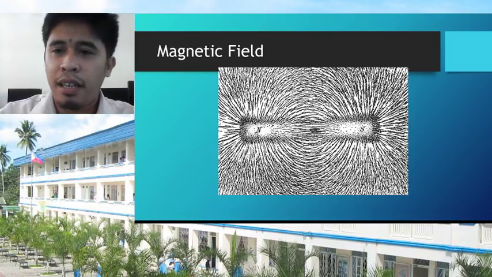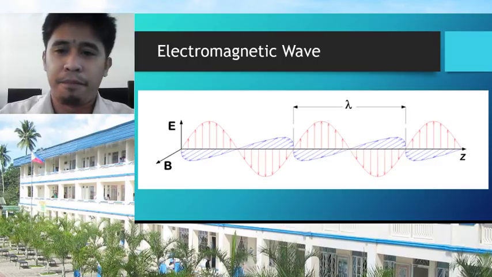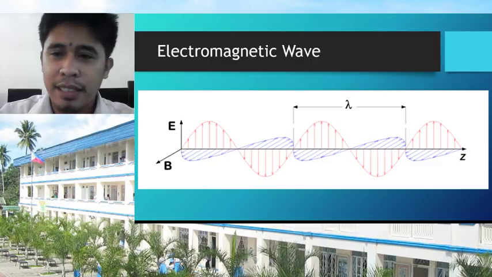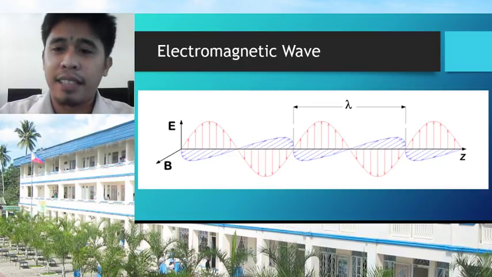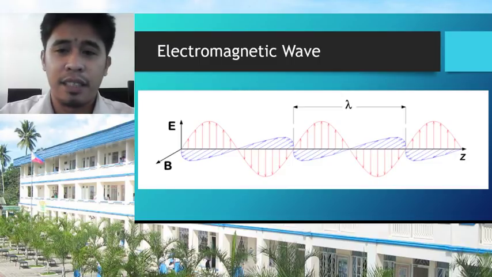The combination of electric and magnetic fields produces an electromagnetic wave, such as the illustration shown in this slide. The pink transverse wave is the electric field, while the blue transverse wave is the magnetic field. Notice that the two fields are perpendicular to each other. One complete cycle of a wave, as shown in this diagram, is the wavelength. We will learn more about the properties of electromagnetic waves later in the course.